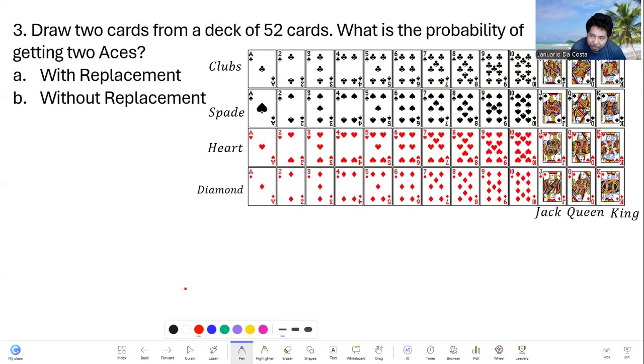Just imagine. I think it's very small because you only have 4 aces and you have a total of 52 cards. So it will be a bit difficult, right? But letter A is with replacement. Now let's look at with replacement, yeah? With replacement.